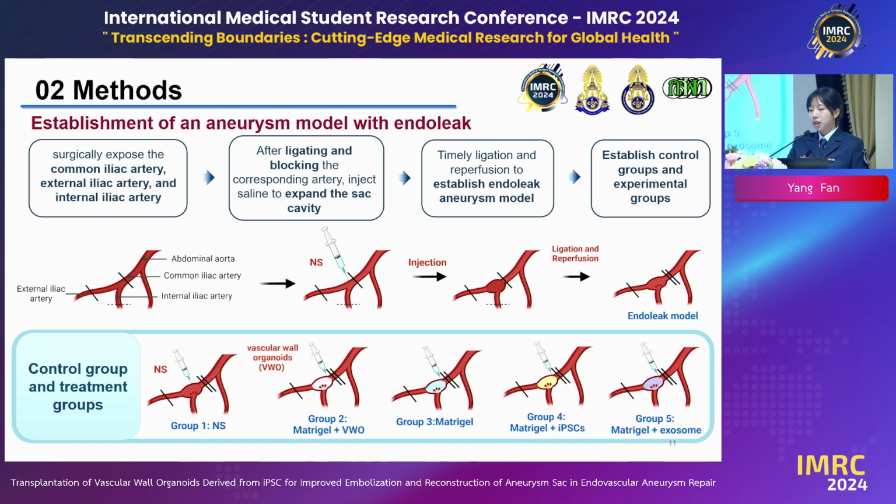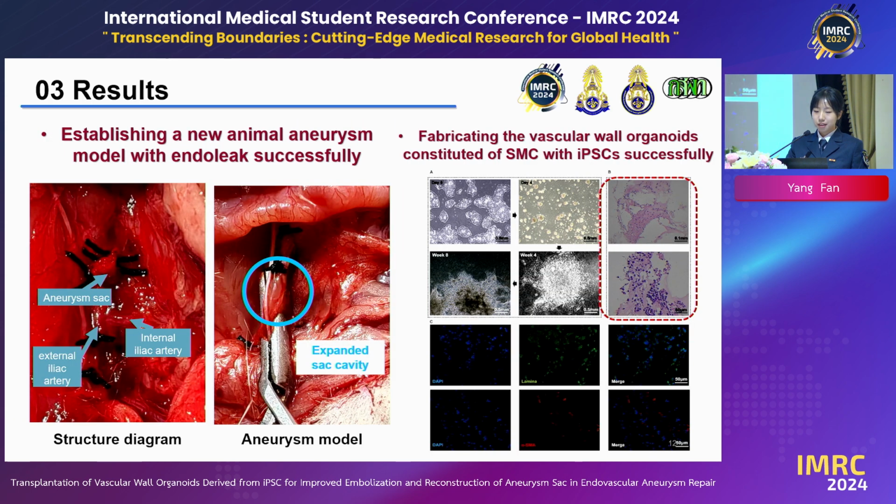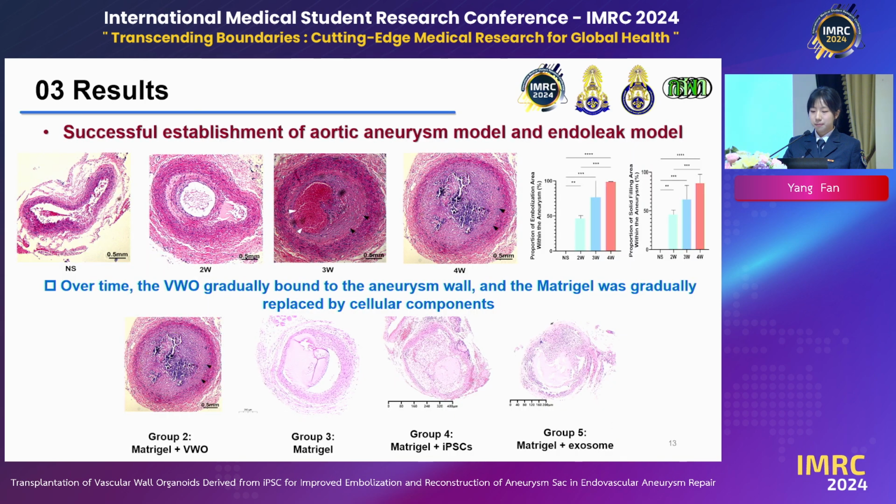For modeling, we utilized the natural branching of the common, internal and external iliac arteries and developed an endoleak aneurysm model, and then injected the VWO, Matrigel, iPSCs, exosomes, etc. into the sac, and divided the control groups into 5 ones. Pictures on the left are taken during our experiment, while the right ones show the successful construction of VWO, which is mainly constituted of SMC.